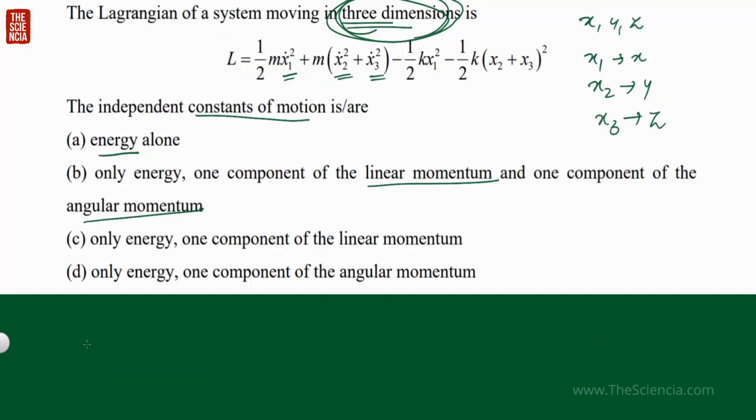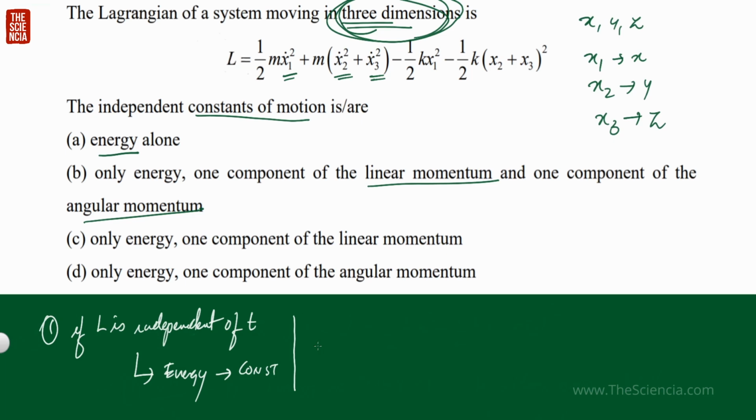Now we are going to solve the CSIR NET problem by using our trick. Here first you have to check whether energy is a constant of motion or not. So what is the trick? If L is independent of t, then the energy will be a constant of motion or conserved quantity, right?